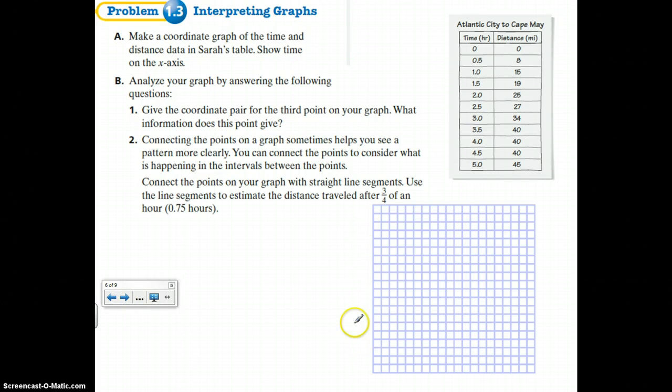So you have your graph. Again, make sure that you've labeled both axes, make a title, plot the points. All right, then you need to analyze your graph by answering the questions. Give the coordinates for the third point on your graph. So count 1, 2, 3. What does that information give you? So give it in an ordered pair of X, comma, Y. Then tell what that information means in relation to the bike tour.